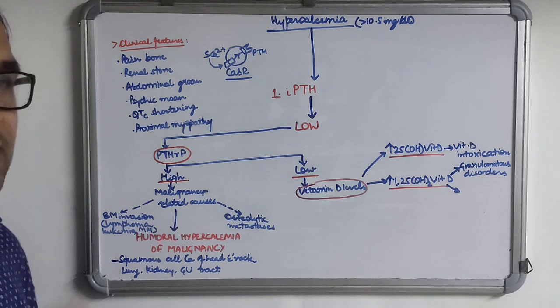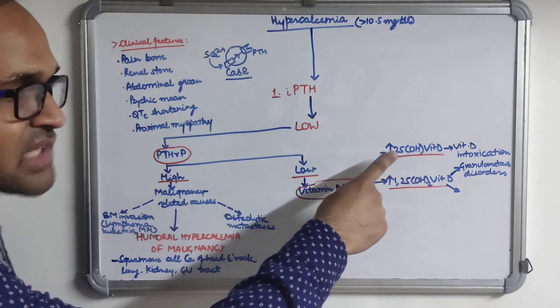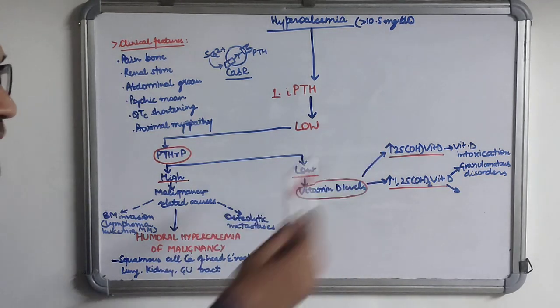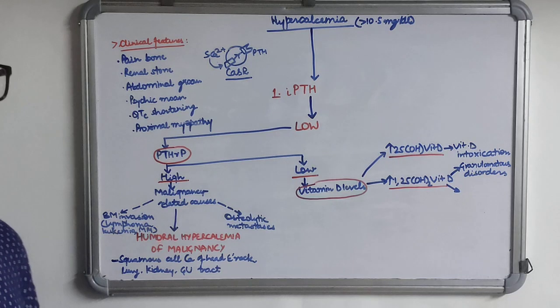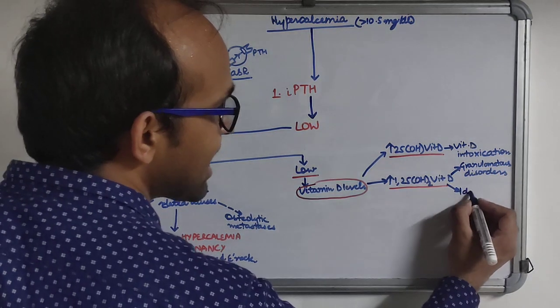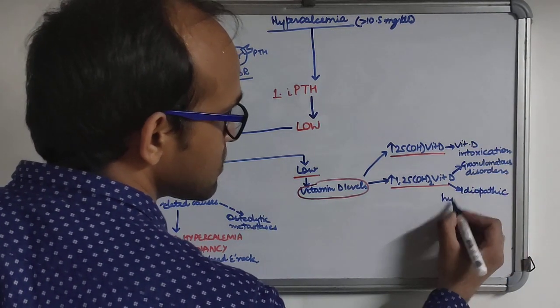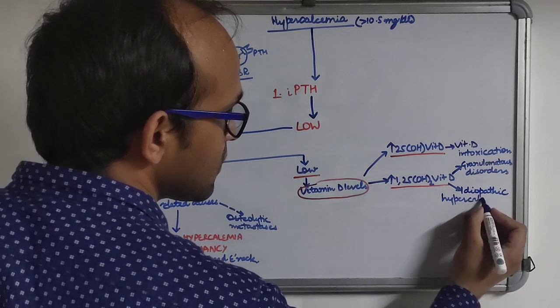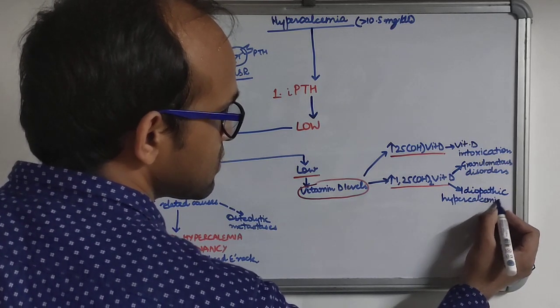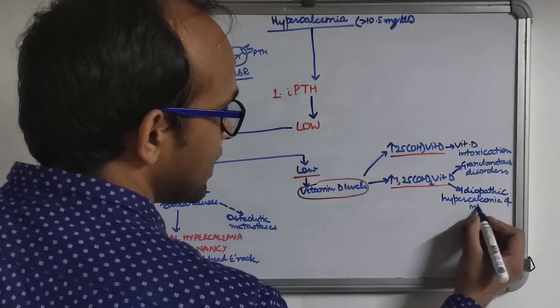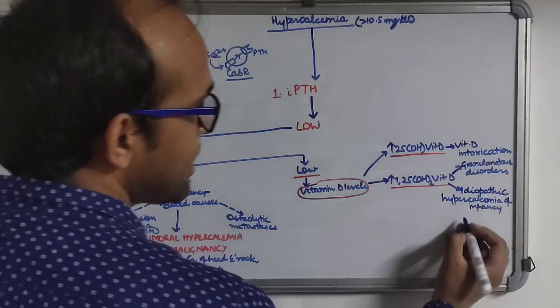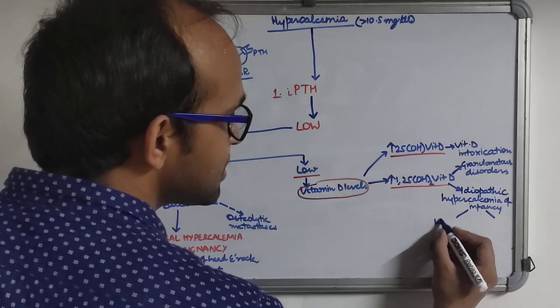And mind you, this conversion of 25 hydroxy vitamin D to 1,25 dihydroxy vitamin D is not under negative regulation, as is the case in kidney conversion. Now, another situation could be idiopathic hypercalcemia of infancy. The classical cause in idiopathic hypercalcemia of infancy is Williams syndrome.